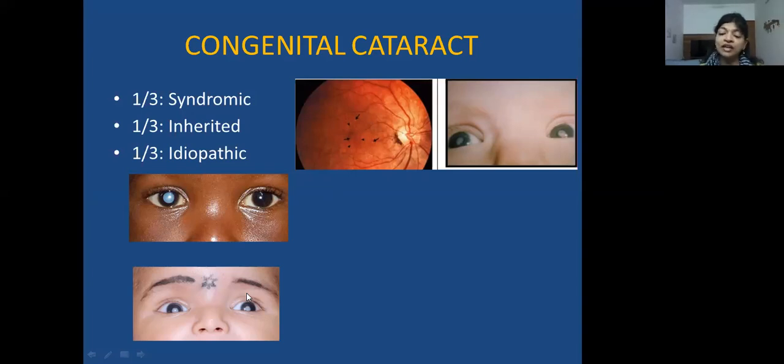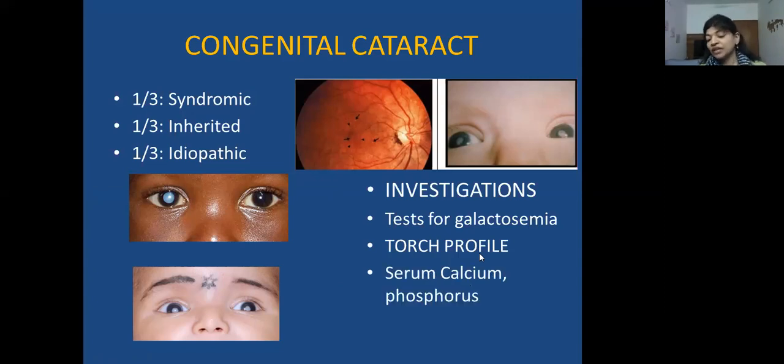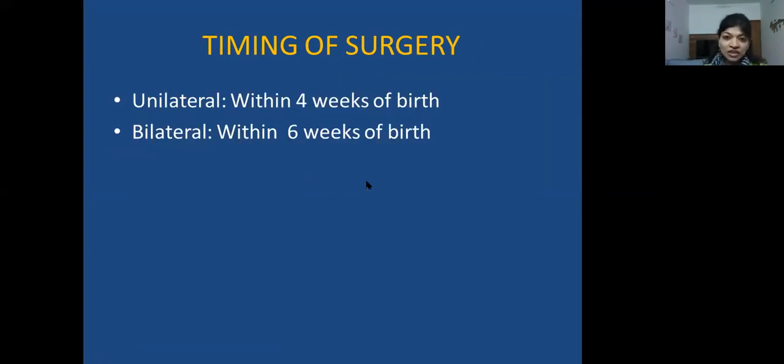And for congenital cataracts, the routine test that we do is to test for galactosemia, because if the baby has galactosemia, just a small change in the diet would actually cause the cataract to regress. Then we're ruling out intrauterine infections. Then we get a serum calcium, phosphorus, and blood sugar. These are the basic tests that we normally get done for a congenital cataract. And the treatment of congenital cataract is typically surgery.